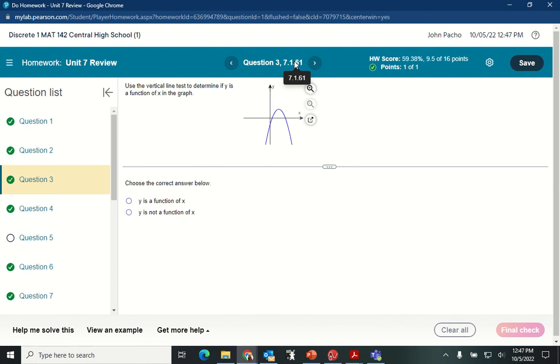Yeah. So we're going to test. Right here it says vertical line test, tested y is a function of x. So on mine right here, is this a function?